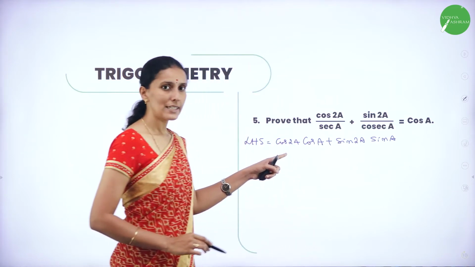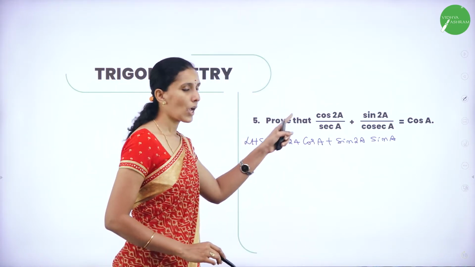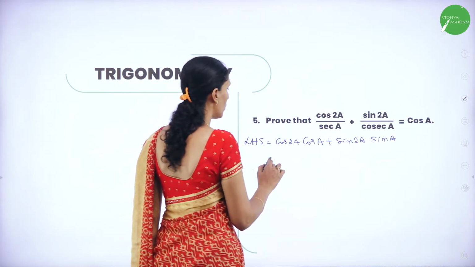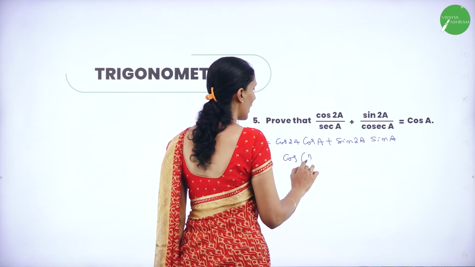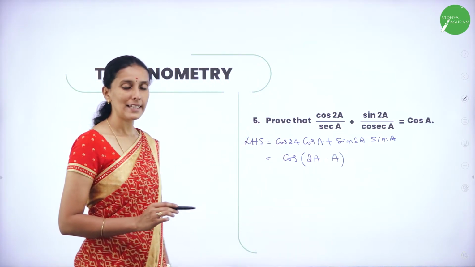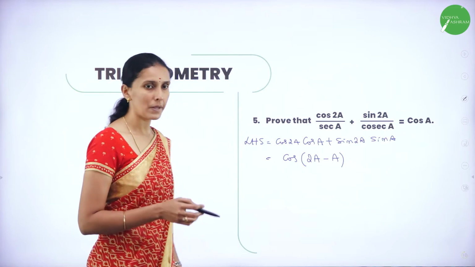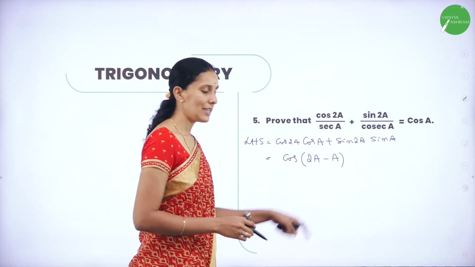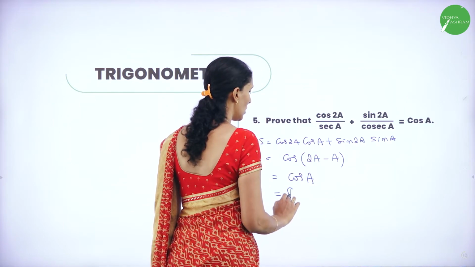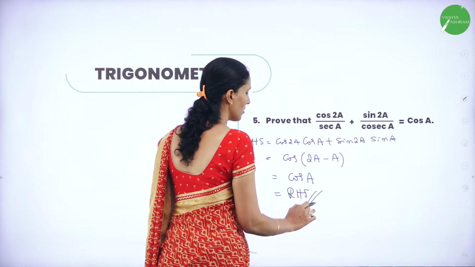Now you can see this is in the form of cos A cos B plus sin A sin B, whose value is cos of (A minus B). Cos A cos B plus sin A sin B is nothing but cos(A minus B). So A is 2A, B is A. So the value is cos A, which is the right hand side of the result.